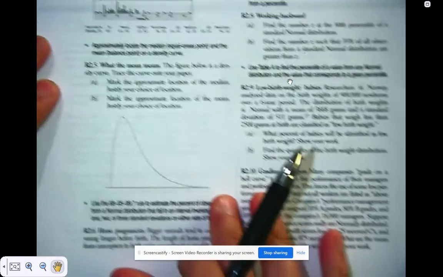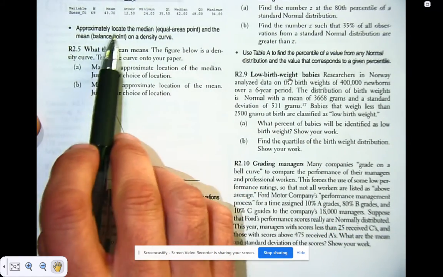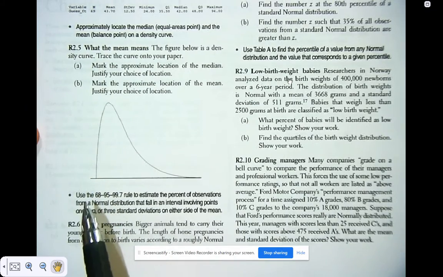Okay, so let's do 2. Let's do 5 and 6. These are pretty easy, pretty straightforward. So review question number 5 is talking about how to approximate the mean and the median, right? And so remember that the median is the middle, 50% of the data.